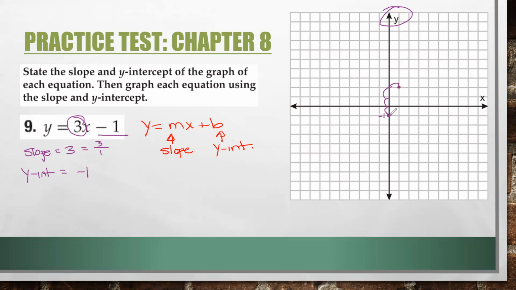So now you have your 2 points. You could even go up 3 over 1 again. You can even go down 3 and to the left 1. You can put as many of these points as you like, but you only need 2 in order to draw that graph.